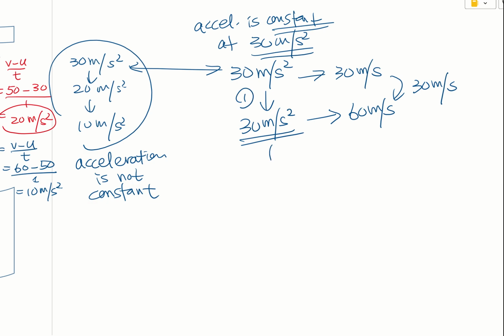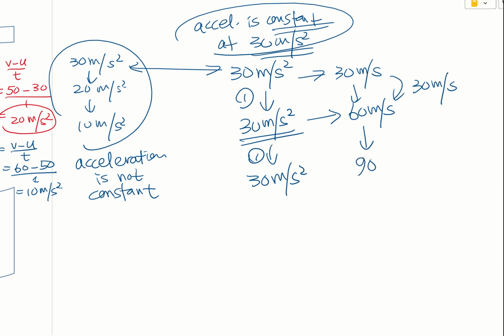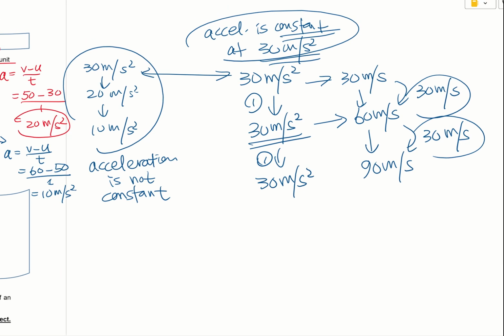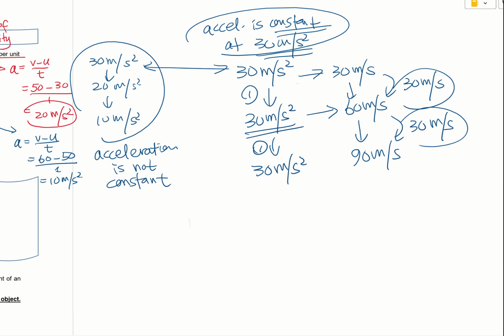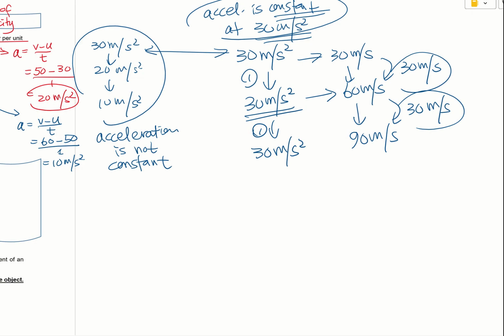And if I were to give it one more second, and if I want it to be constant at 30 meter per second square, so the acceleration is still 30 meter per second square. But acceleration is the rate of change in velocity. So now the velocity went from 30 to 60 and then to 90 meter per second. So having a constant change of 30 meter per second every second. Okay, you might want to replay this part to familiarize yourself with this concept.